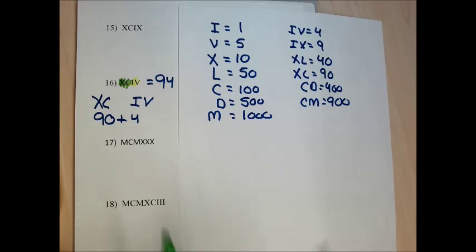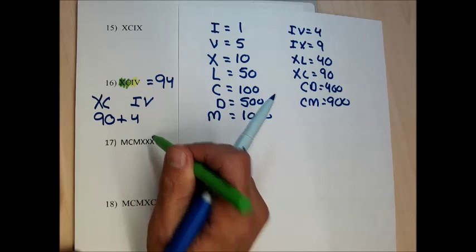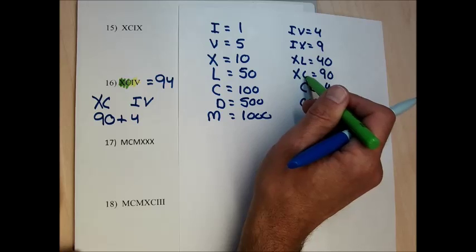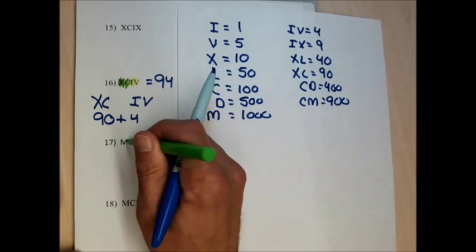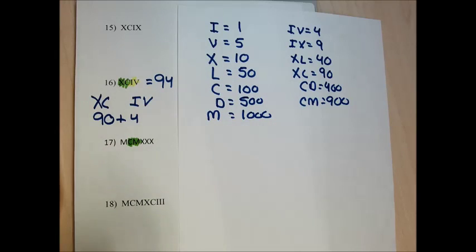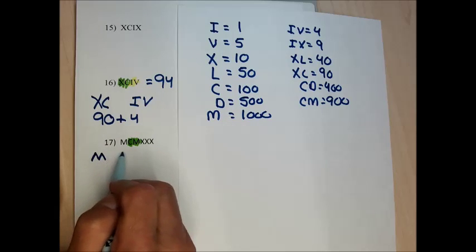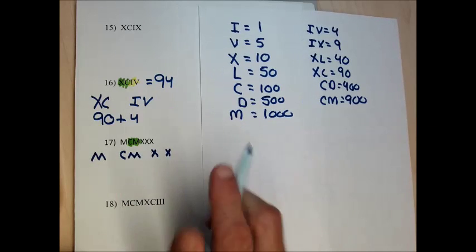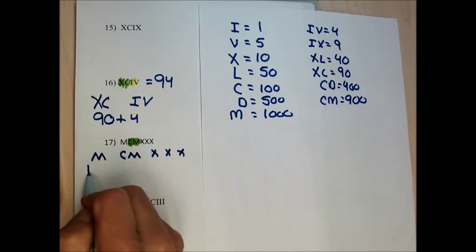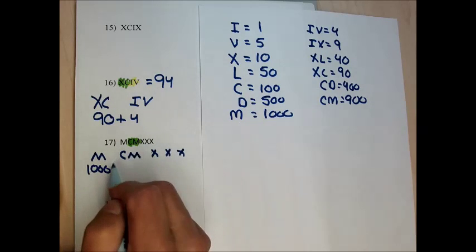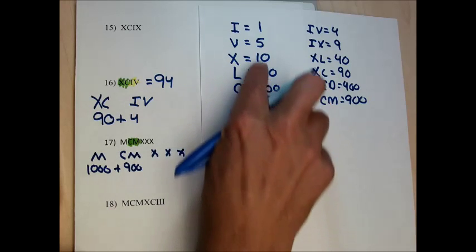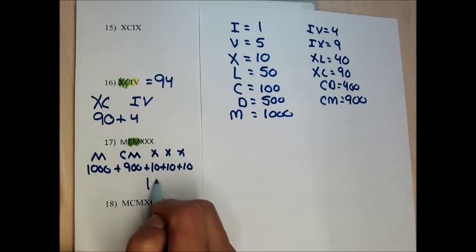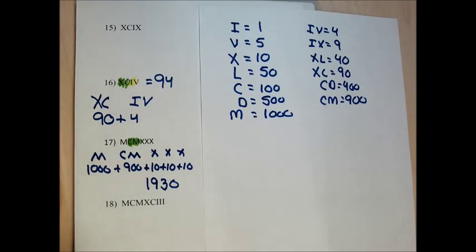For 17, I don't see any V's or I's, so I don't have to worry about the first 2. I don't see any L's, so I don't need to worry about the third one. I don't see the X to the left of a C. I don't see a D. I do see a C to the left of an M, so I'm going to keep those together. And I'm going to figure out numbers for M, CM, and then each of the 3 X's. The M is equal to 1,000. The CM is equal to 900. And each of the X's is equal to 10. I can add those up without my calculator, and I believe I get 1930, which is the correct answer.